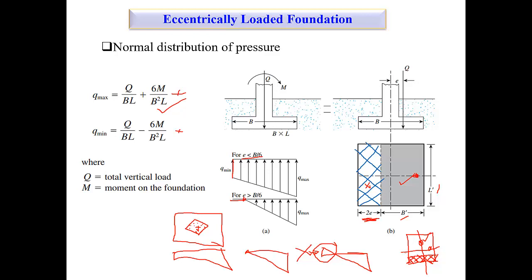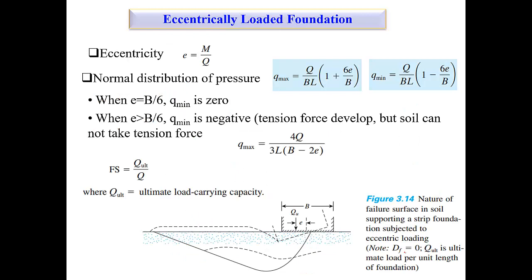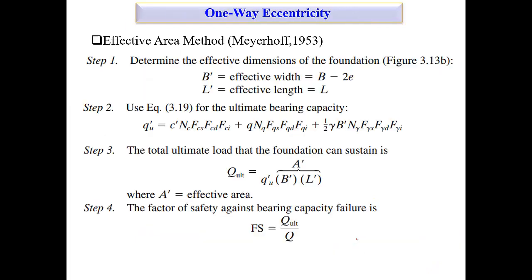Okay, so these are the formulas I already discussed, how to calculate this eccentricity, and the E value when it equals B by 6 and so on. This is a very common discussion, I'm not going to repeat it. There are a few methods that we can follow. This is a very general method, the Meyerhof equations, we know. This is the method of Meyerhof equations, right?